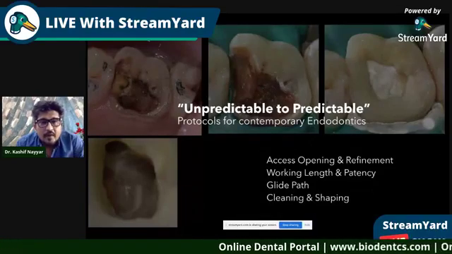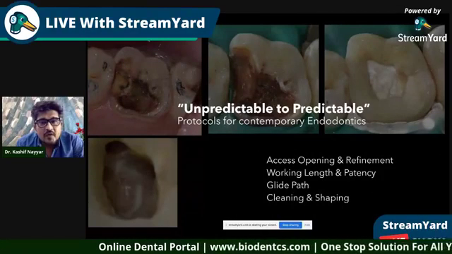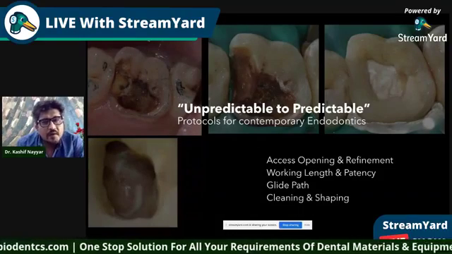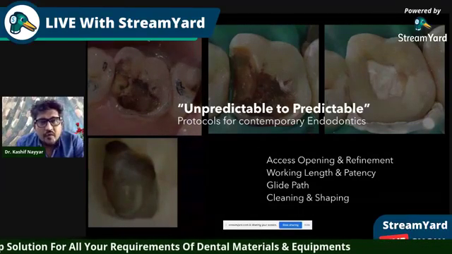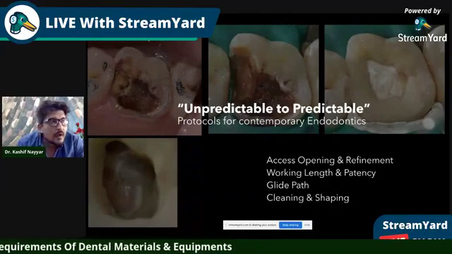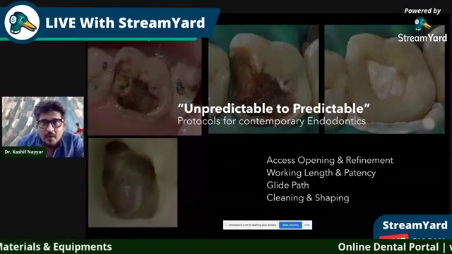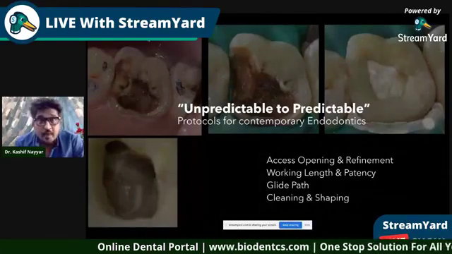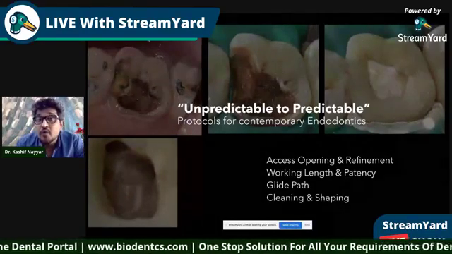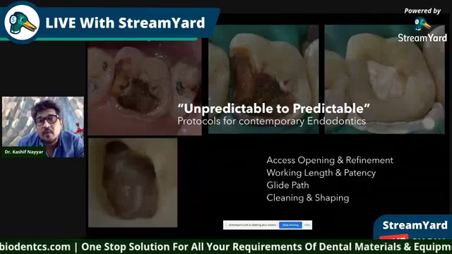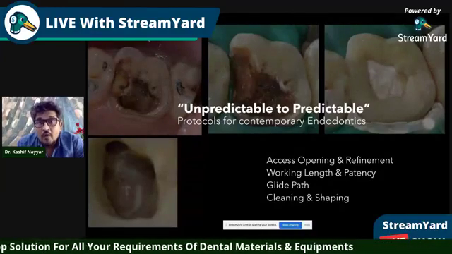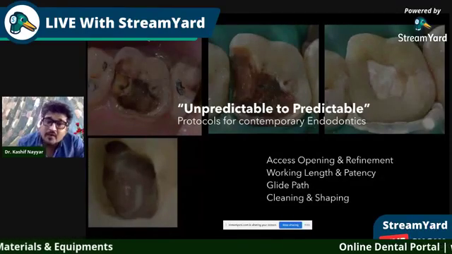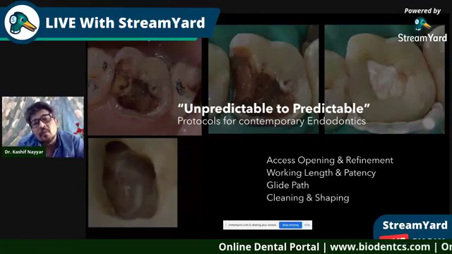So here the topic is about making things predictable, which are already unpredictable. And why is that so? Because nature is not a straight line. Yes, 80 to 90% of the time, the cases, the patterns repeat themselves. But what about those 8 to 10% of the times when there are a lot of variations in the root canal anatomy? So let's start off with the access opening and refinement.